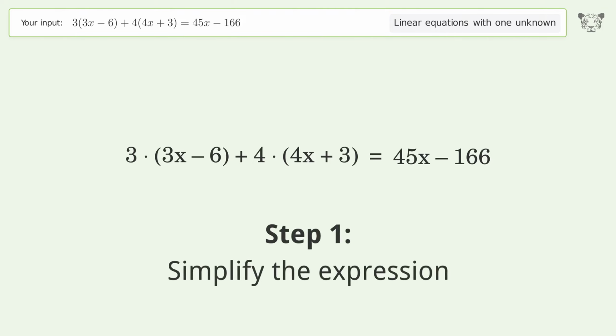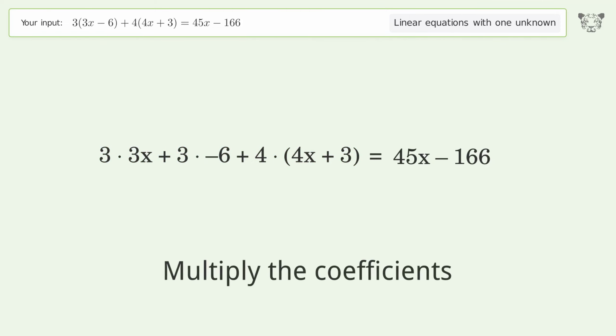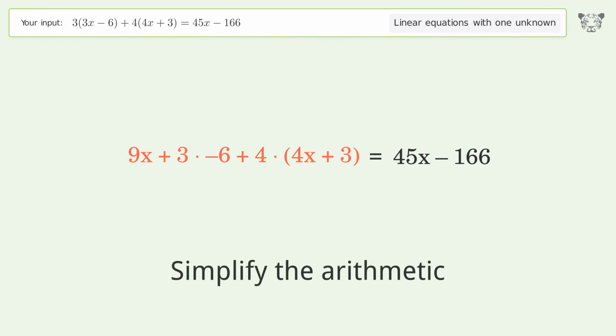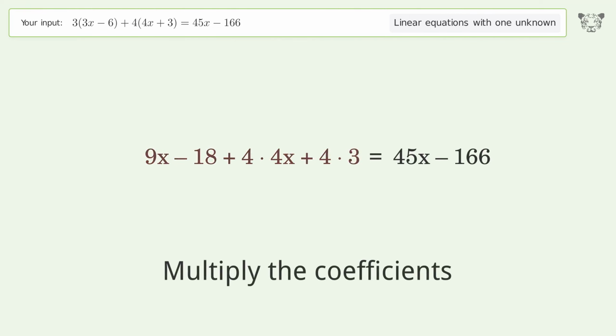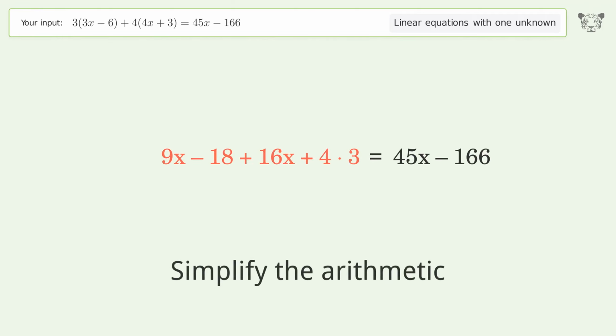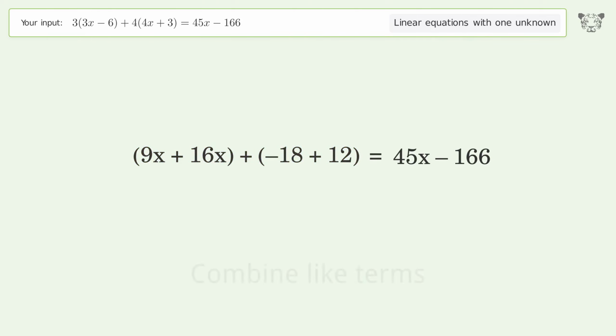Simplify the expression. Expand the parentheses. Multiply the coefficients. Simplify the arithmetic. Expand the parentheses. Multiply the coefficients. Simplify the arithmetic. Group like terms. Combine like terms.